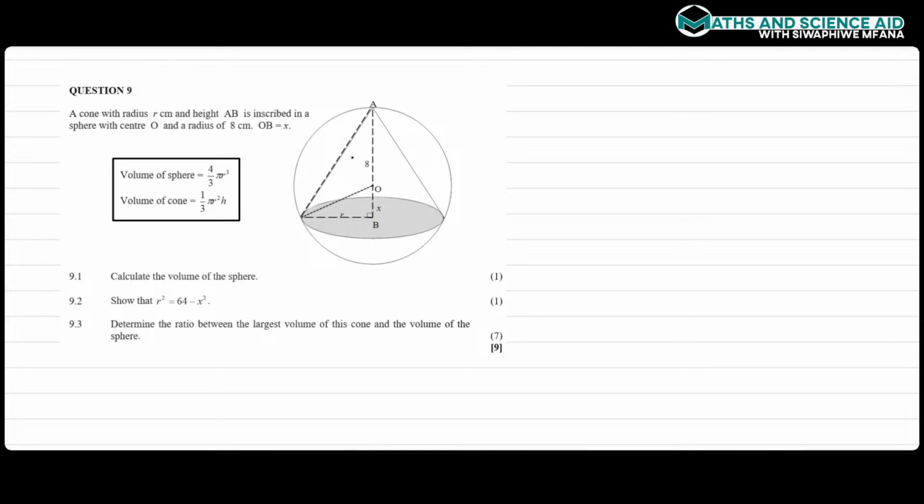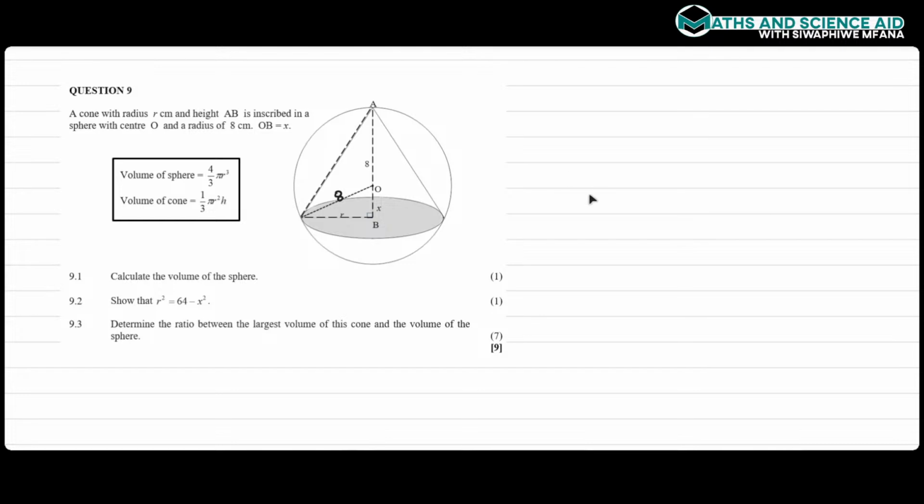So the radius of the cone is r centimeters. The height is AB, right? And it's inscribed in this sphere with center O and a radius of 8 centimeters. So the sphere has a radius of 8 centimeters, so this is also 8 centimeters. Again, you see you've got a right angled triangle here. I think it's very, very similar to the one we've just gone through.